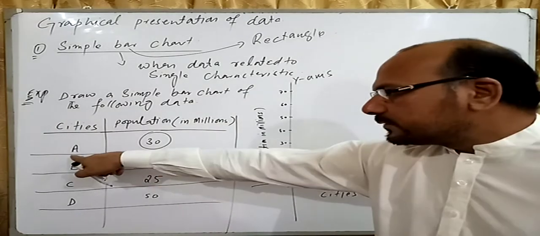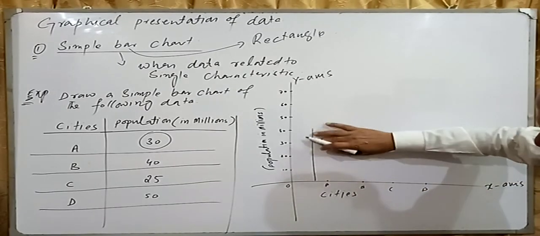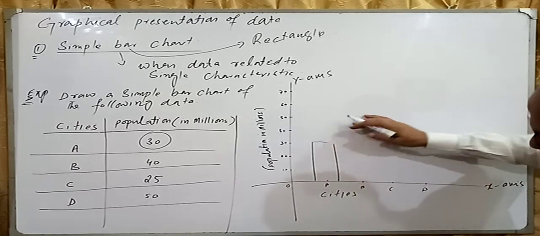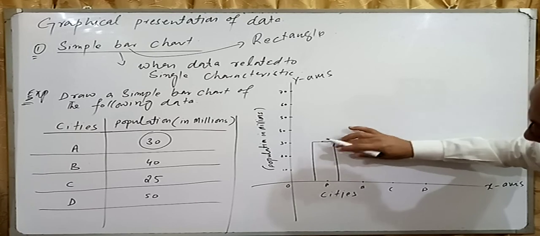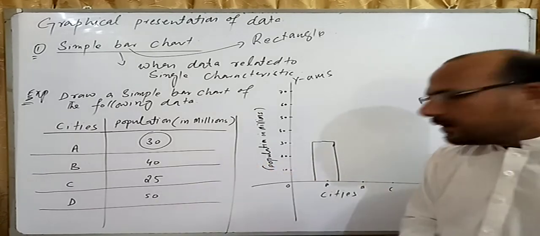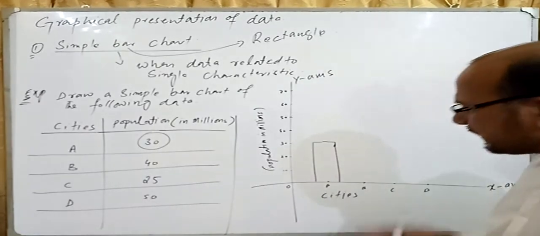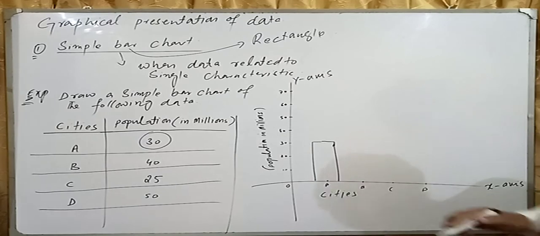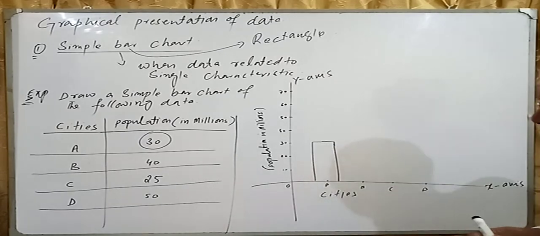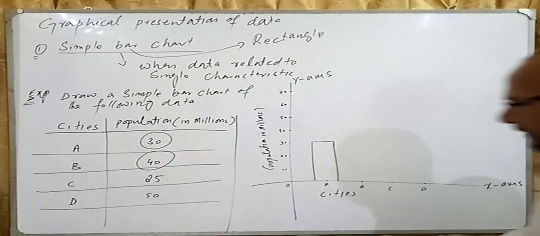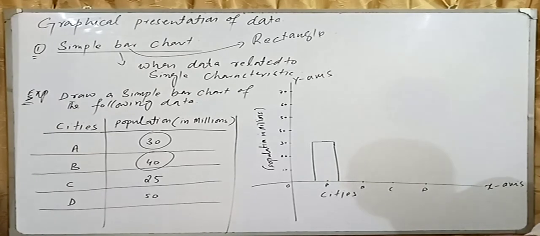Look at the city A population, that is 30. So just give height up to 30 to a rectangle and make a rectangle like this. If you use the scale, or the ruler, you can easily draw it clearly. But let me try to draw it in rough position. Otherwise you should try by yourself by taking a scale, so you can draw it very clearly. This is the first one for city A.